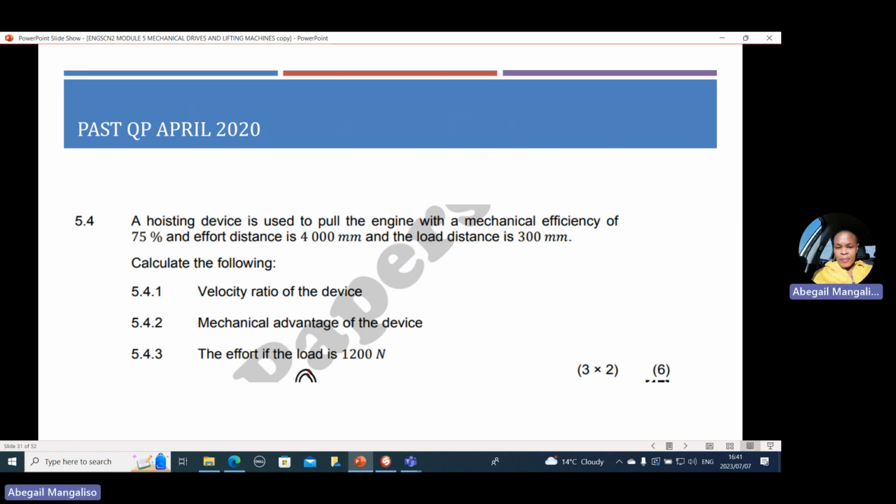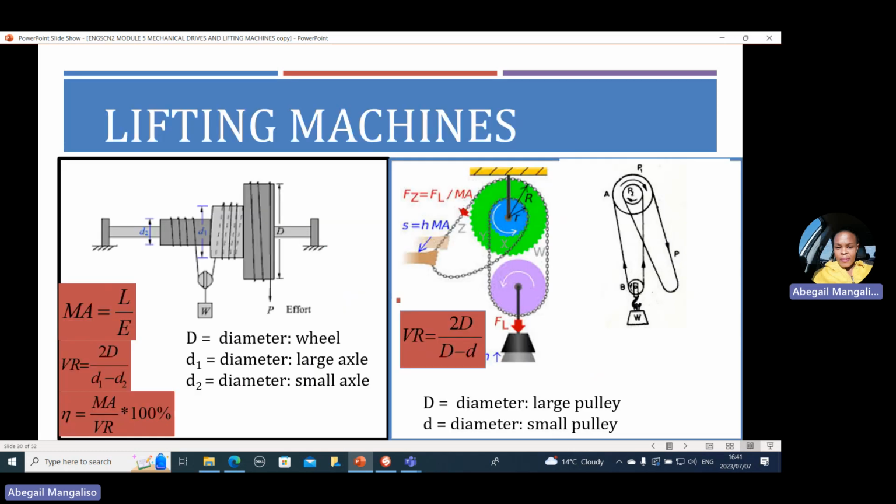So I'll write down the givens. Efficiency is 75%. Effort distance is equal to 4,000 millimeter. And the load distance is equal to 300 millimeter. You see the effort distance is larger than the load distance. Now let's look at the solution of this activity.